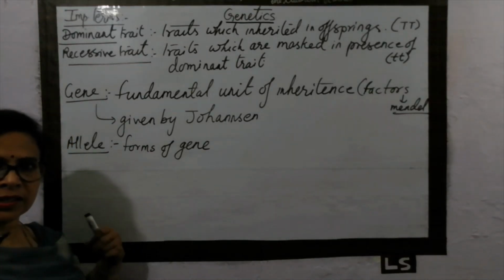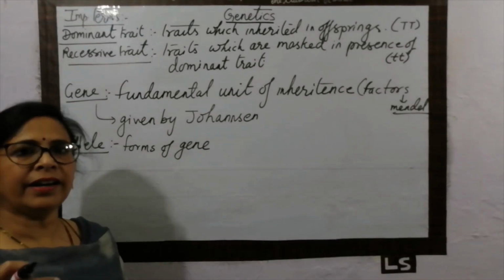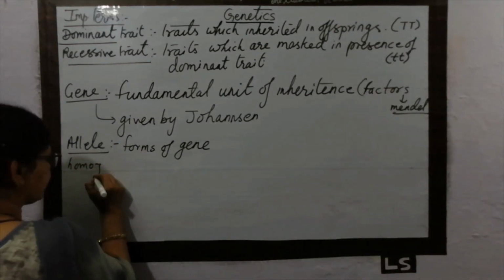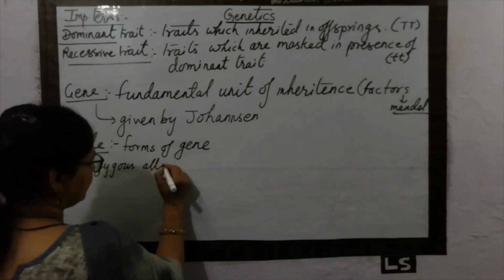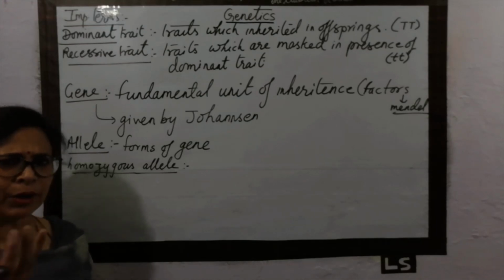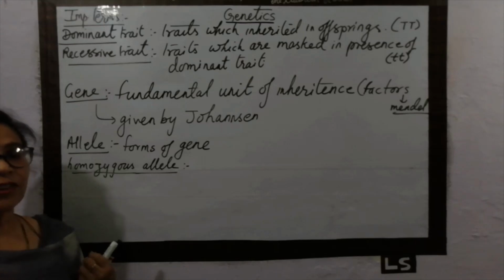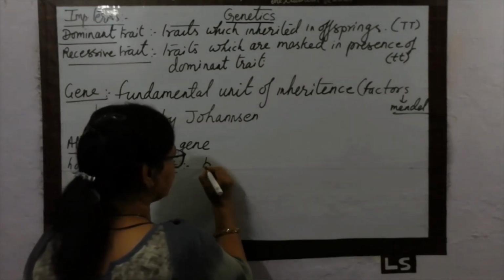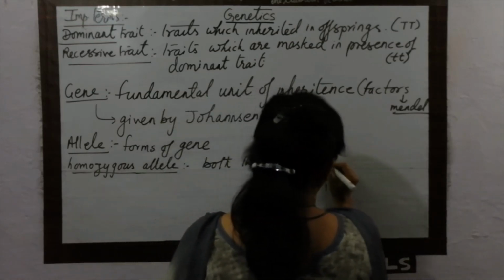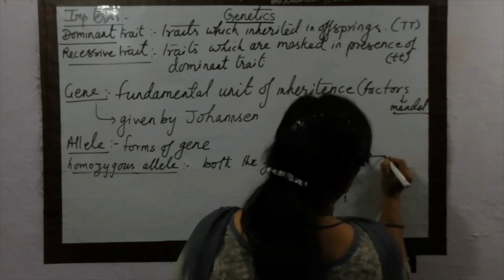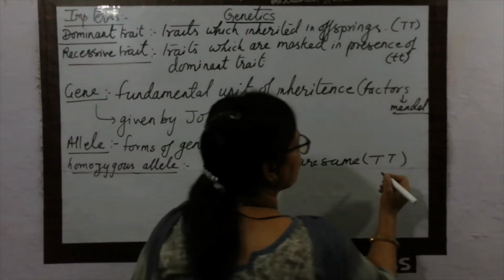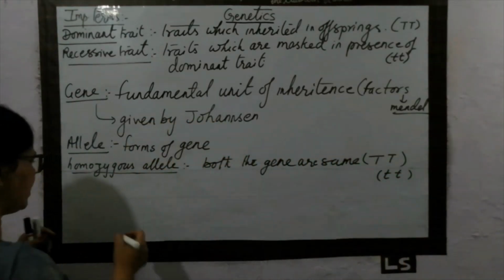Now, the next terms we have to use are homozygous allele and heterozygous allele. Sometimes we also have to know about multiple alleles. The next is the homozygous allele. Homo means same. If both the alleles for one particular character are the same, then we call it the homozygous allele. That is capital T and capital T, homozygous for tall, or small t and small t, homozygous for dwarf, same as other characters.